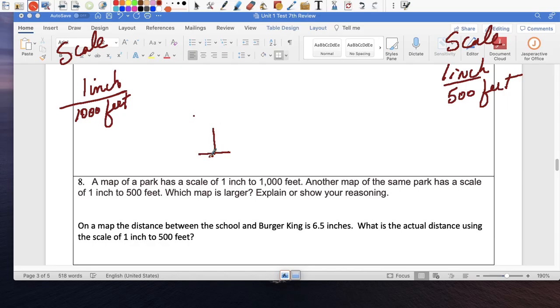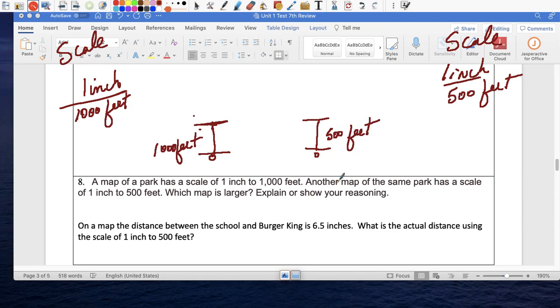That's 0. And let me use my, now it's a little bit more than that. That's an inch. Inside this inch, I can put 1,000 feet. That's 1,000 feet. And in that same inch, on this side, on the other map, it's 500 feet.